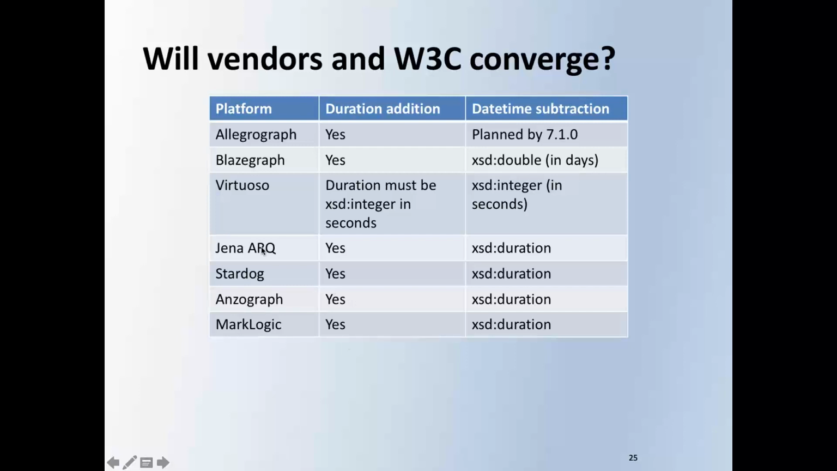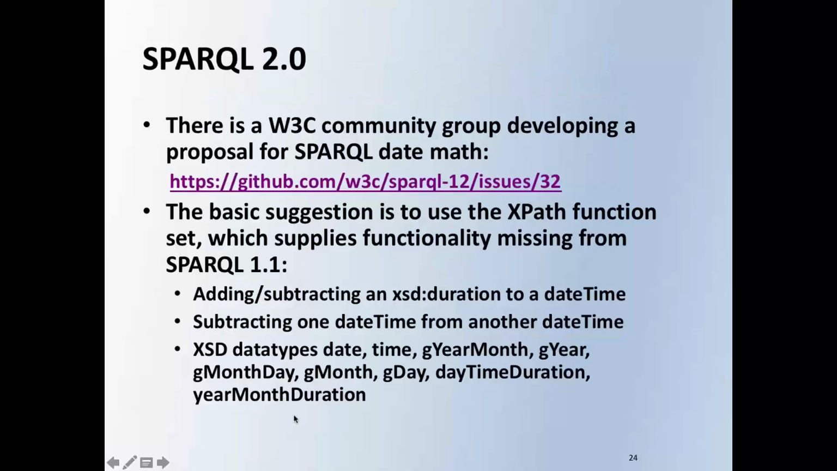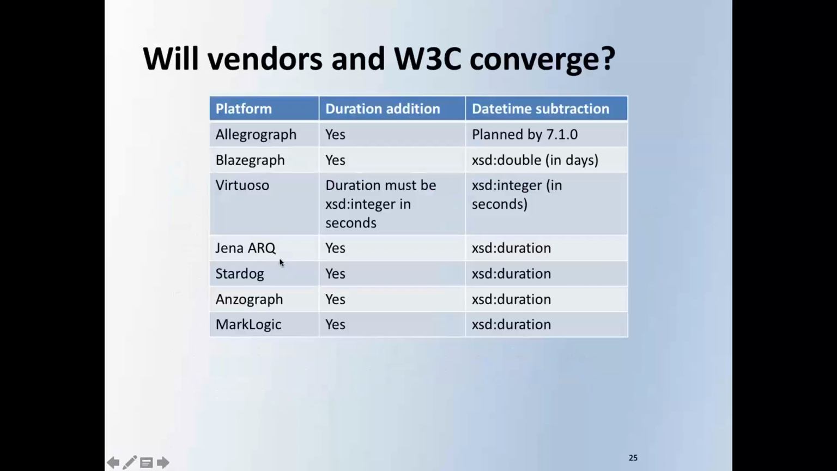So I think all of the last four are identical in some ways. They'll all allow you to do duration addition and date time subtraction in exactly the same way. I think that MarkLogic will currently support all of these other data types, but the other ones are unlikely to. So that would be a current difference. Okay. But at least on duration addition and date time subtraction, yes, these all four have converged.